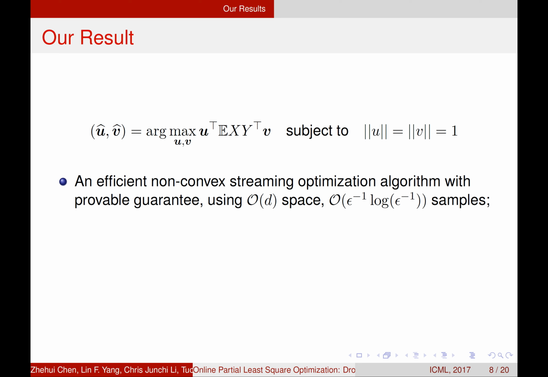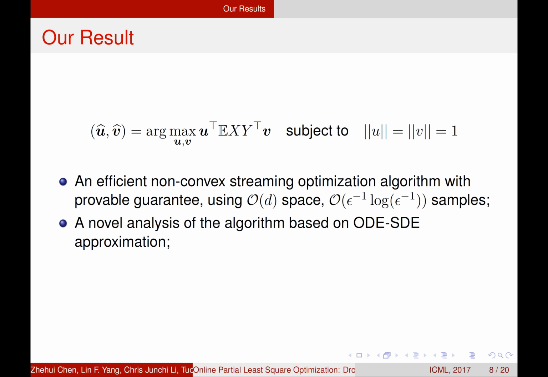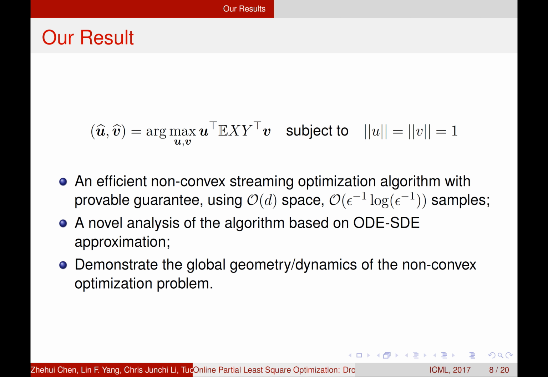So we give an overall analysis of the algorithm based on ODE and SDE approximation. ODE means ordinary differential equation, SDE means stochastic differential equation. Later on, we demonstrate the global geometry and the dynamics of the non-convex optimization problem.